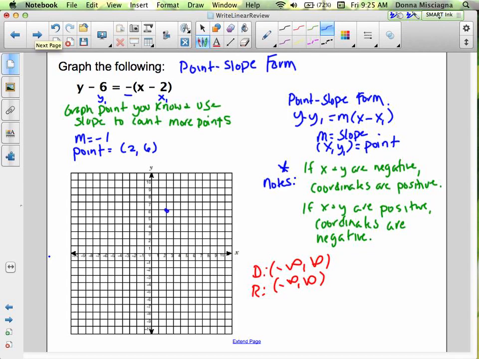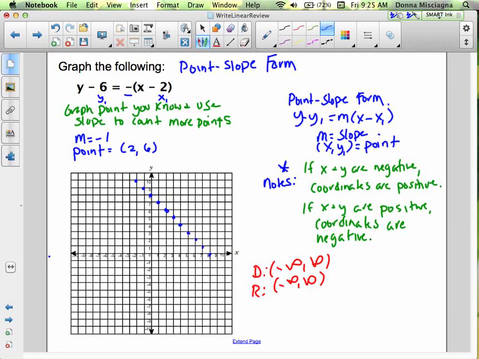And then we'll just use our slope of negative 1 to graph more points. Right? And we may find the y-intercept. In this case we will, but it doesn't matter if we find it or not. Right? We have a point and we have the slope, we can graph. Right? So we can graph more points there. There's our y-intercept. So notice I don't take the time to put this in y-intercept form. There's no need to. I just graph it in point-slope.